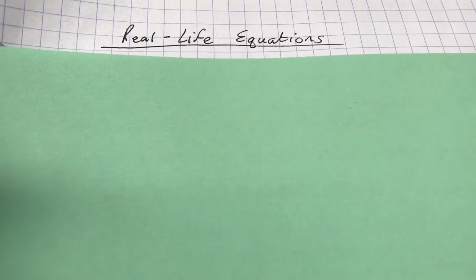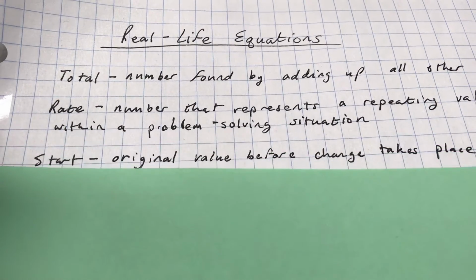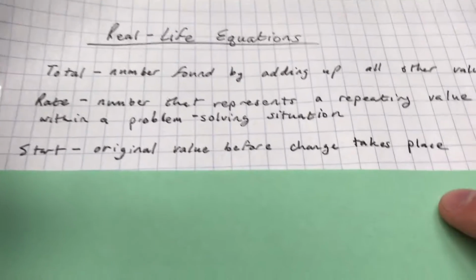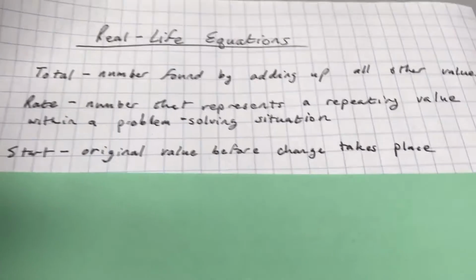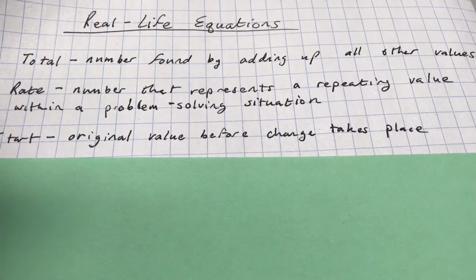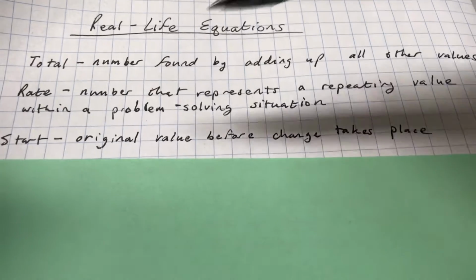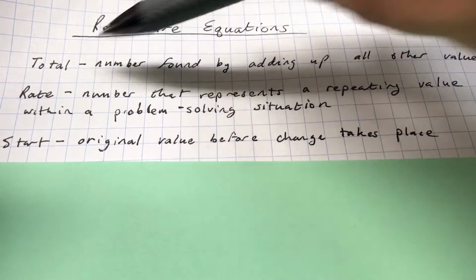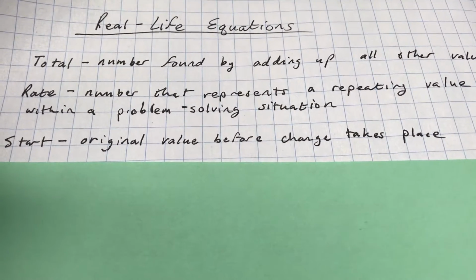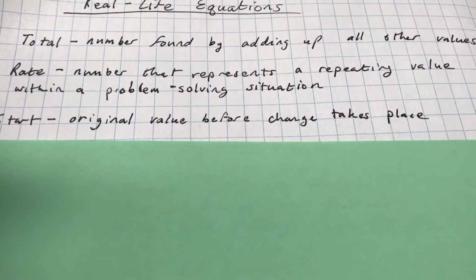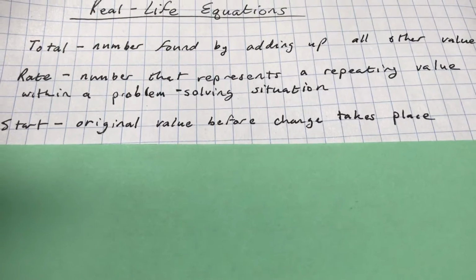But first, we need some definitions. So, in one variable equations that we've been working with, a lot of times we can talk about the values using three words. The first is the total. And as its name implies, the total is the number found by adding up all the other values. Okay, so total is kind of like what we end up with.